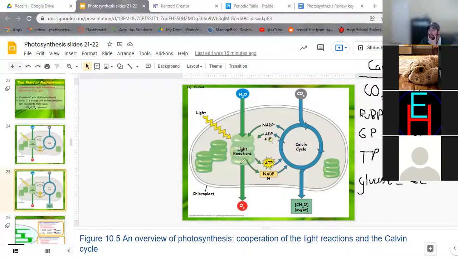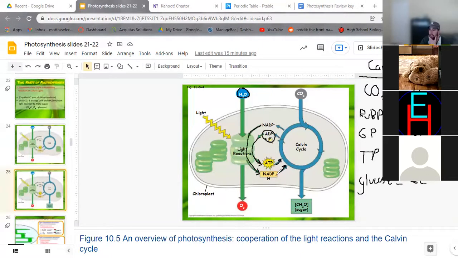In the light dependent reactions, water and light are both used to phosphorylate or energize ADP into ATP and to reduce NADP plus into NADPH. That is the purpose of the light dependent reactions, is to energize or phosphorylate ADP into ATP and reduce NADP plus into NADPH, so that now the Calvin cycle has the energy needed and electrons needed for its reactions.